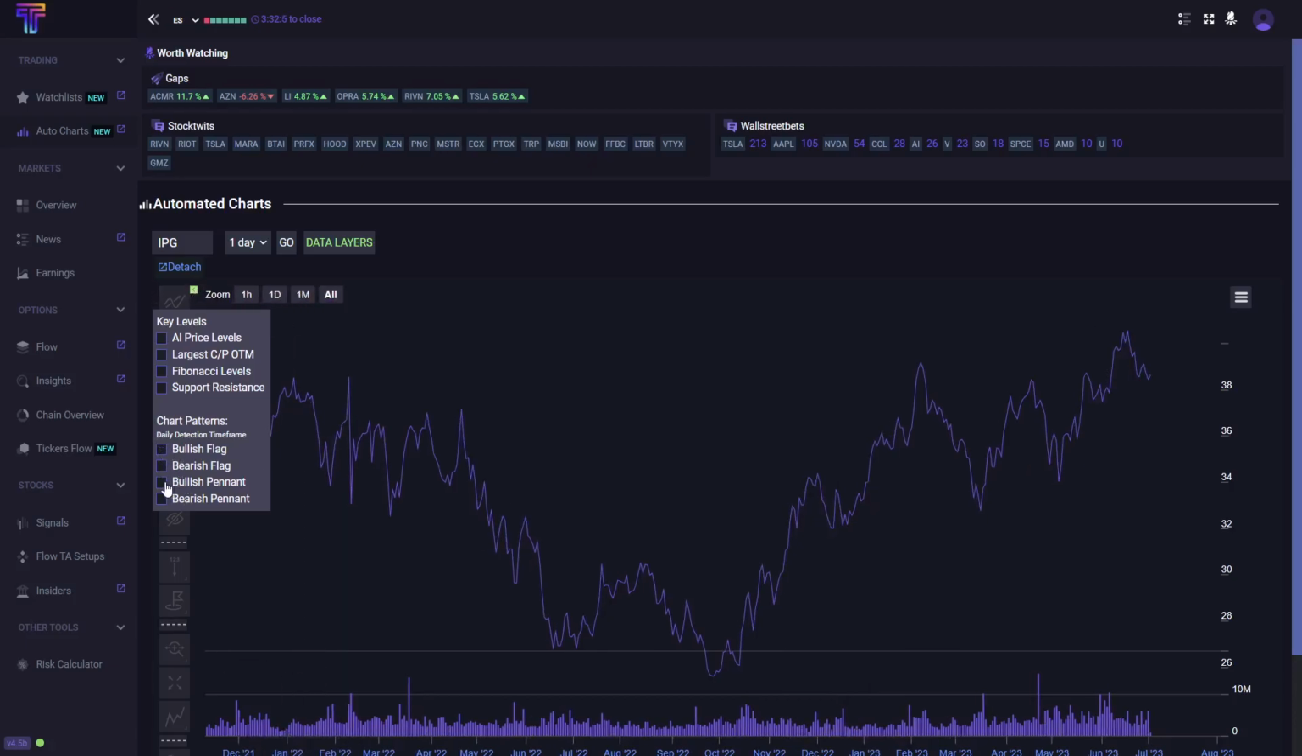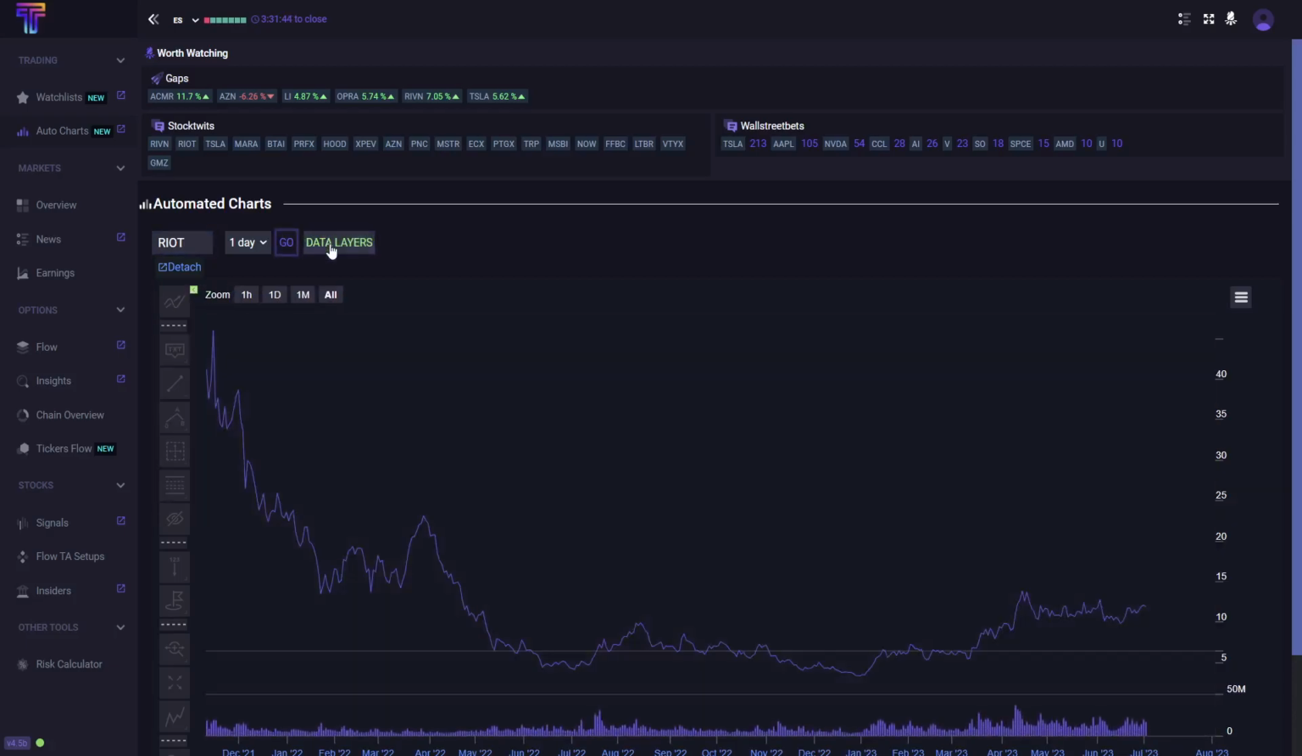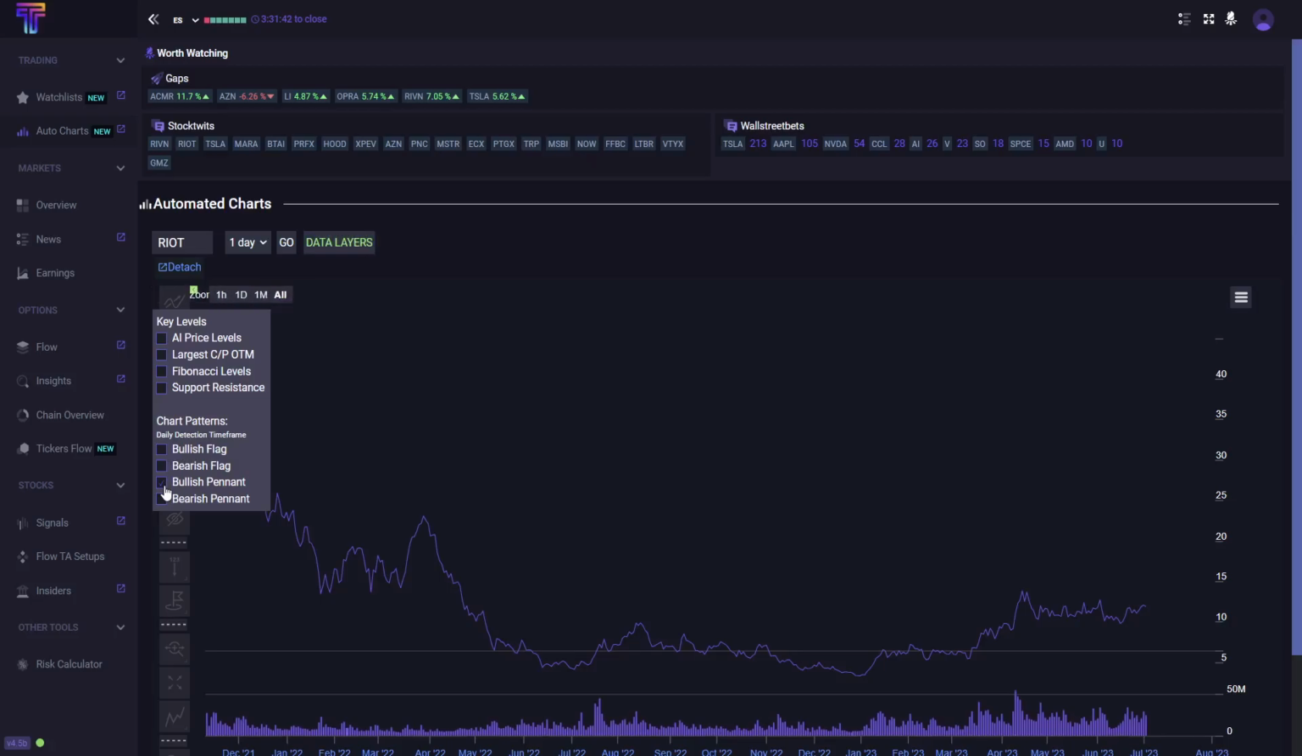Let's see if there's any pennants. I select bullish pennant, nothing. Bearish pennant, nothing. So you can see it will most commonly find bullish and bearish flags. Pennants do form on charts, however, they are not nearly as consistently populating as bull flags and bear flags. Just one more example, we'll do RIOT, and let's see if we can find a pennant here.